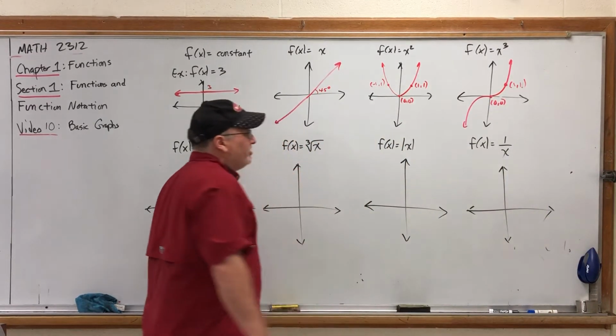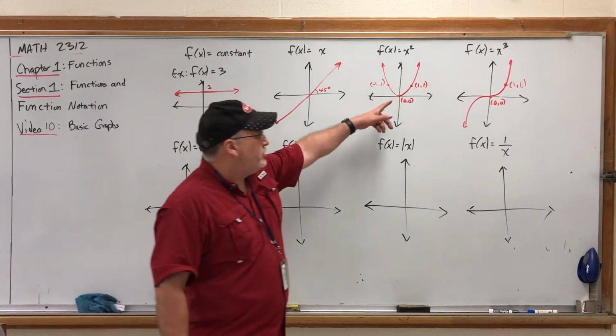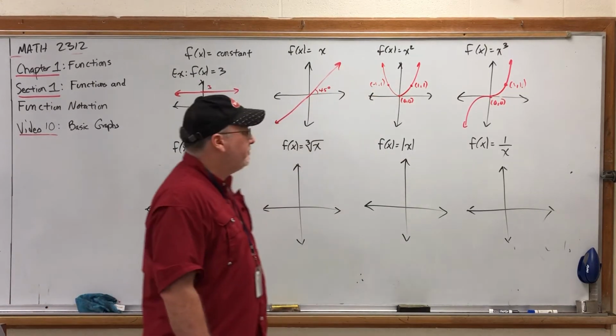Again, the left end points down because when you cube a negative number, it stays negative, as opposed to when you square a negative number, it becomes positive.